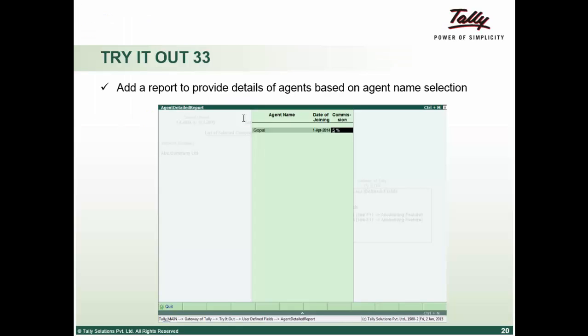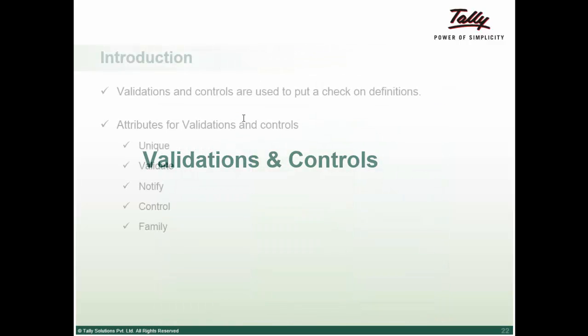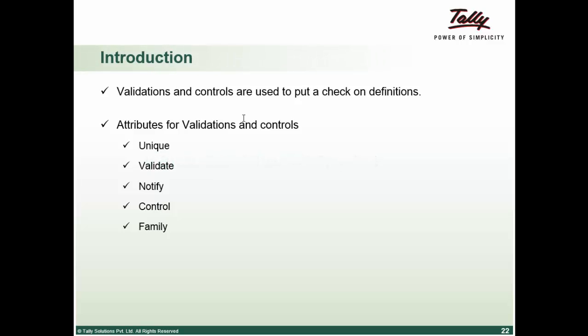And now coming to validations and controls. So what you understand by validations and controls is nothing but putting a checklist on your definitions, and there are 5 magical attributes available at various definitions which allow us to provide the validations and controls. Starting with the unique attribute. What is a unique attribute? The unique attribute in itself makes us identify that it is talking about making things unique.